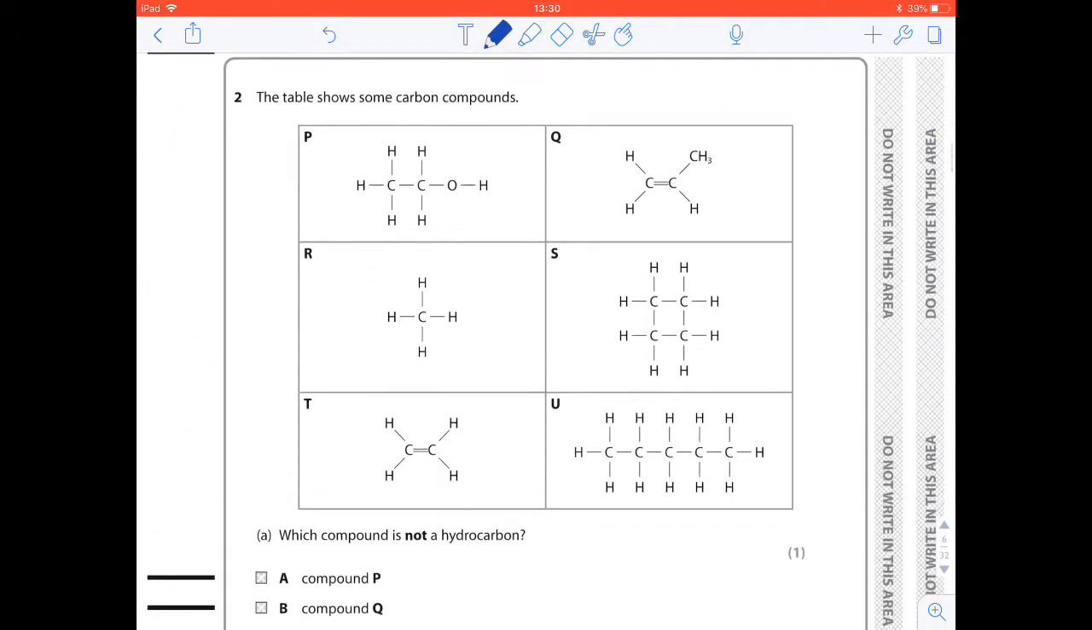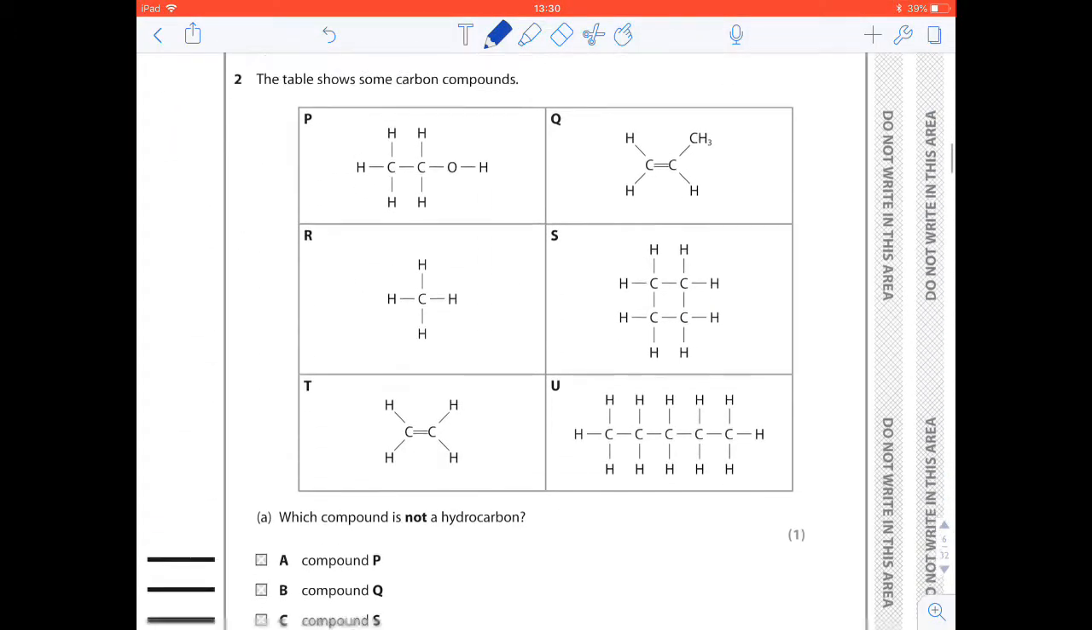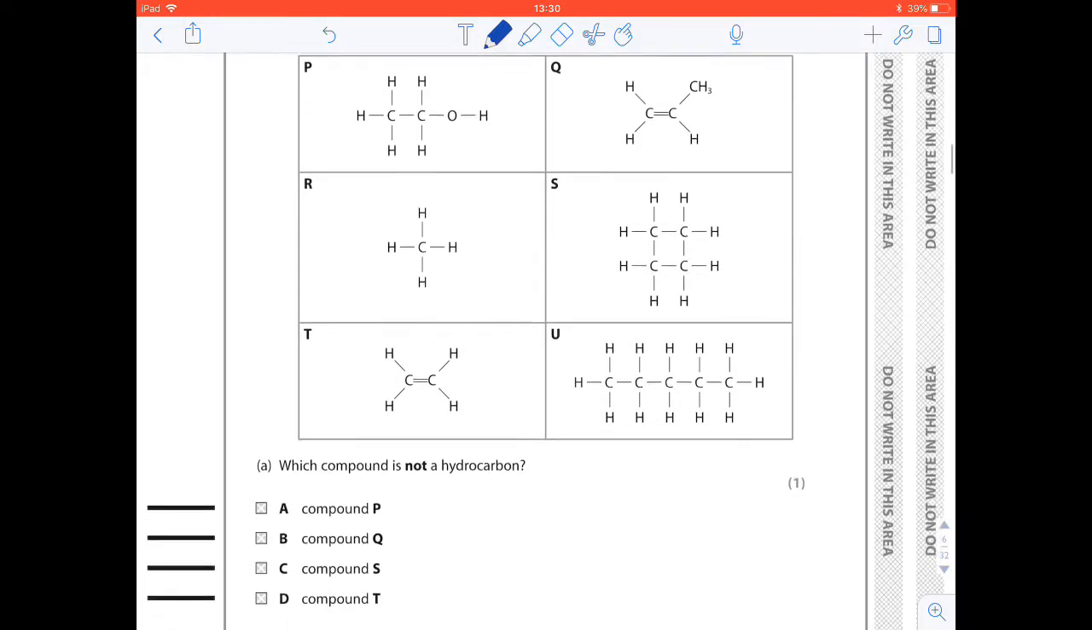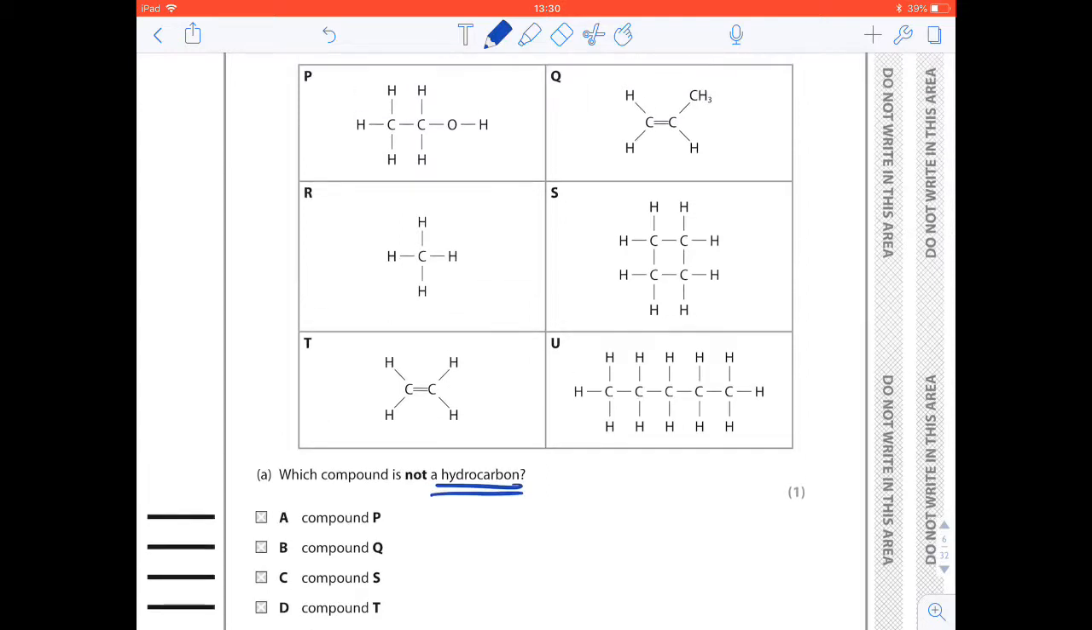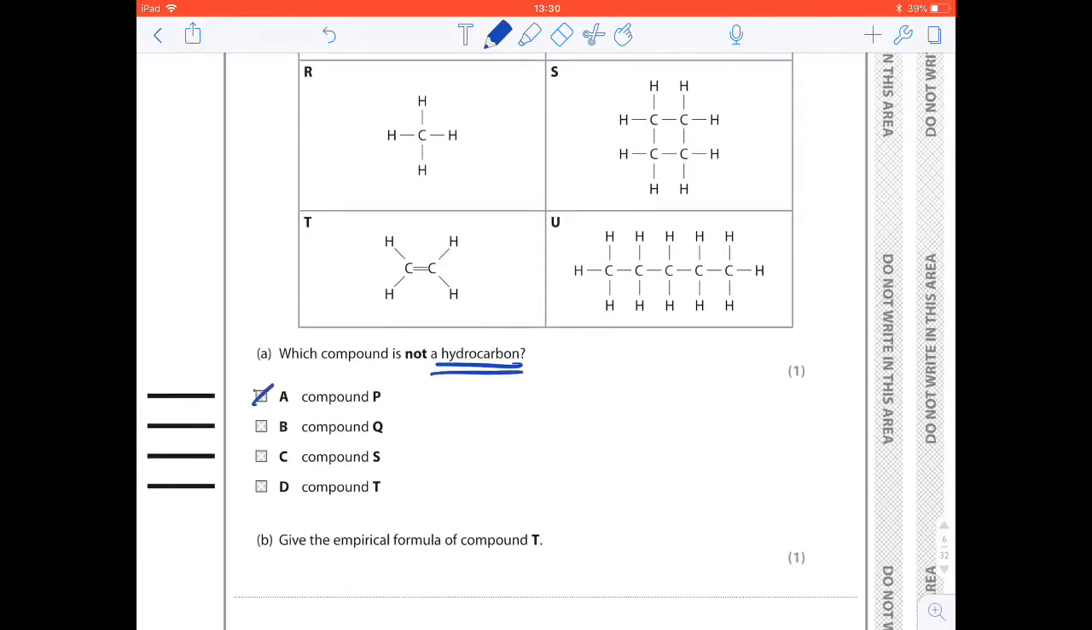Question 2 is an organic chemistry question. The first question involved knowing the definition of the word hydrocarbon. That means it's a compound that only contains hydrogen and carbon. The one that doesn't contain hydrogen and carbon is P because it's got an oxygen in it.